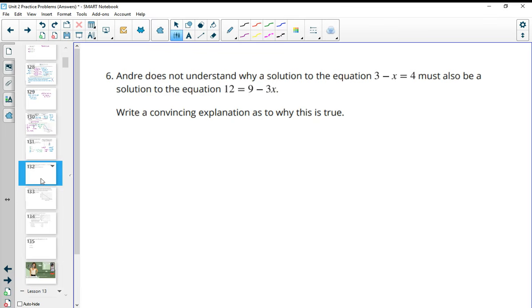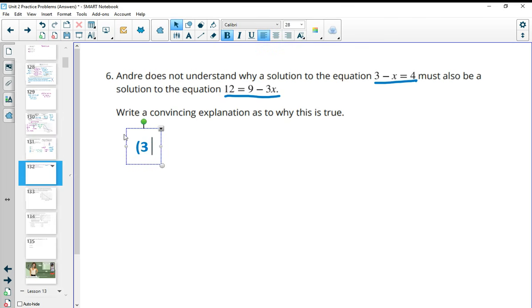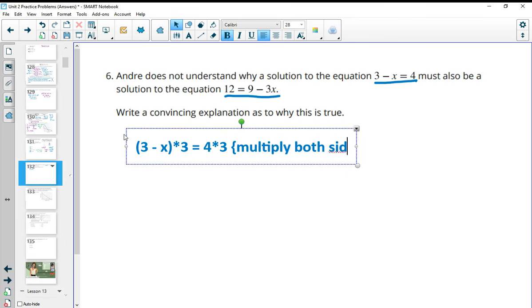Number 6, Andre does not understand why the solution to this equation must also be the solution to this equation. So write a convincing argument as to why that's true. So the equation, if we take 3 minus x, and we multiply that by 3, and then we multiply the 4 by 3. So we just multiplied both sides by 3. I'm just going to write that in.